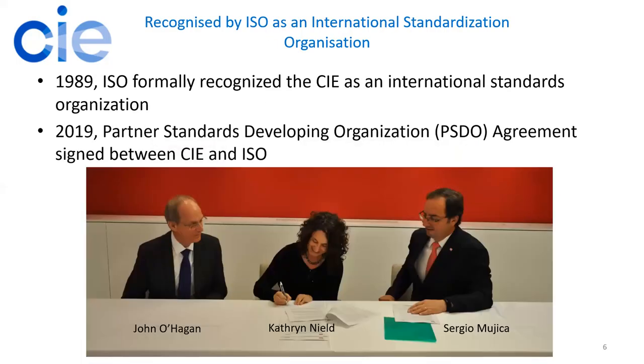We're also recognized as an international standardization body by ISO, the International Organization for Standardization. That goes back to 1989 when we were formally recognized as an international standards organization. But this year in Vienna at Austrian Standards, we signed a formal agreement with ISO. It's called a Partnership Standards Developing Organization Agreement. And on the right there, you see Sergio Mujica, who is the Secretary General of ISO, with Kathy Neild in the middle, our General Secretary, and me just making up the numbers as Vice President Standards.